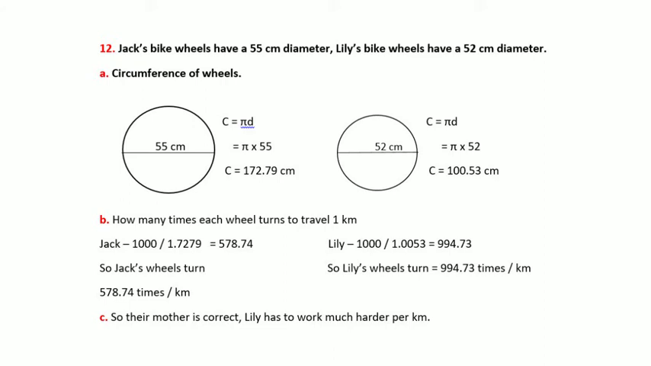In part B, we can work out how many times each one turns per K. Divide 1,000 by Jack's, divided by 1.7279, and his turns 578 times. Lily's turns about 995 times, in which case the mum is quite right. Lily has to work much harder per kilometre.